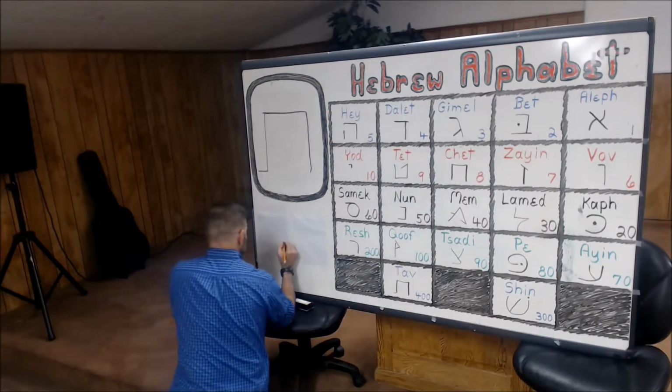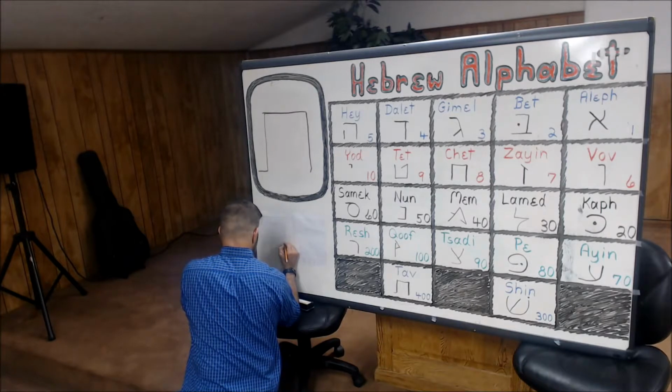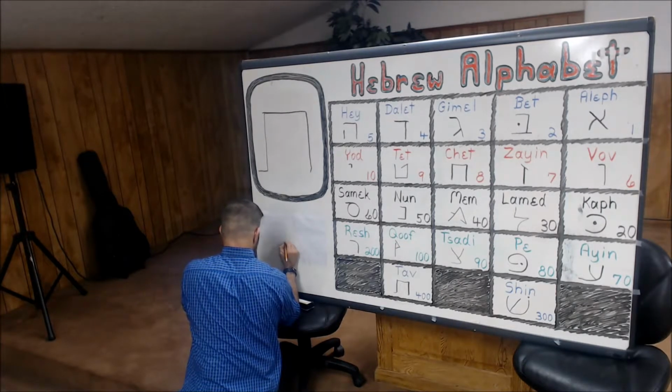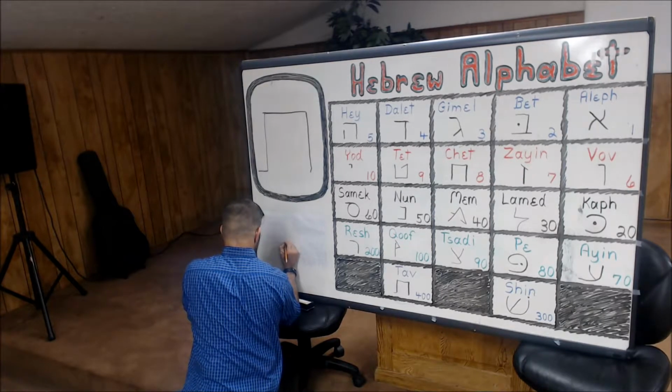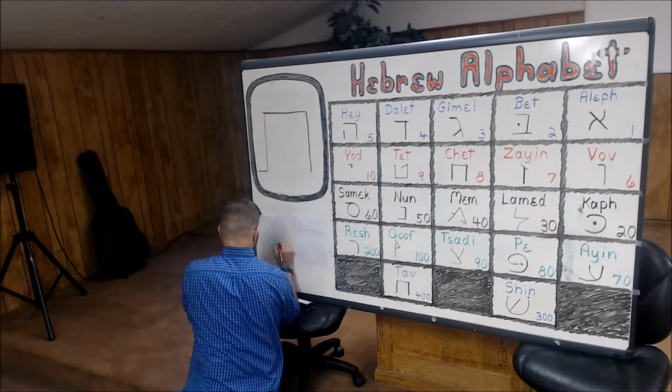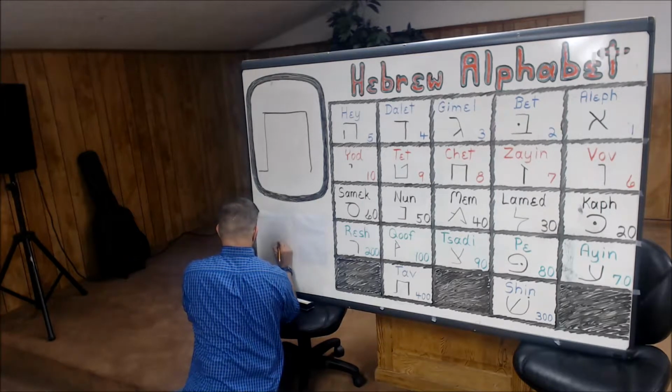Tav. What's the numerical value for Tav? 400.